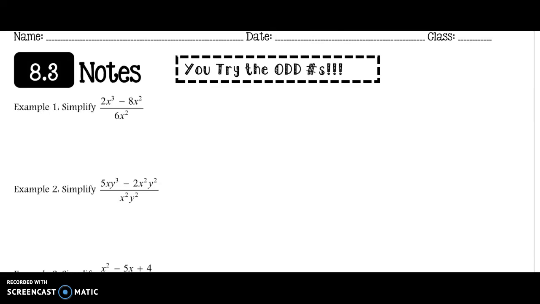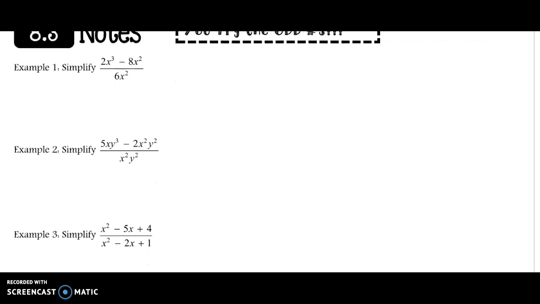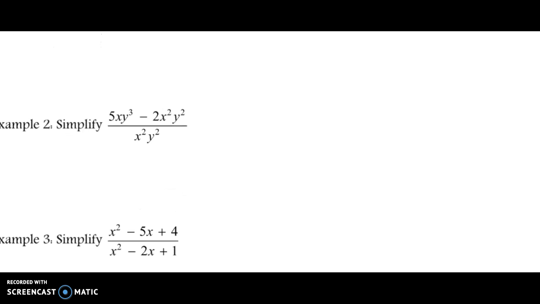Today we're doing 8.3 notes. We're going to be dividing and multiplying rational expressions. Okay, so it says you try the odds. So we're going to start off with example 2.